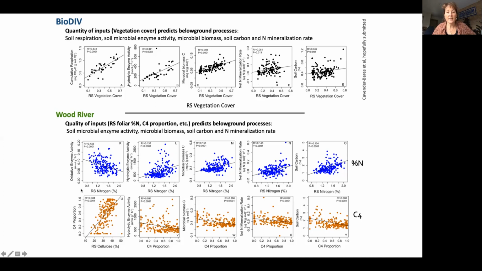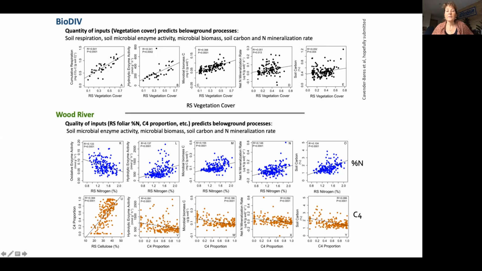And so remotely sensed nitrogen concentration was negatively related to oxidative enzyme activity, but positively associated with hydrolytic enzyme activity. It positively predicted microbial biomass carbon, net nitrogen mineralization rates, and soil carbon. And C4 composition, which is tightly correlated with cellulose, and also cellulose itself, was negatively associated with those soil processes: hydrolytic enzyme activity, microbial biomass carbon, net nitrogen mineralization rates, and soil carbon.